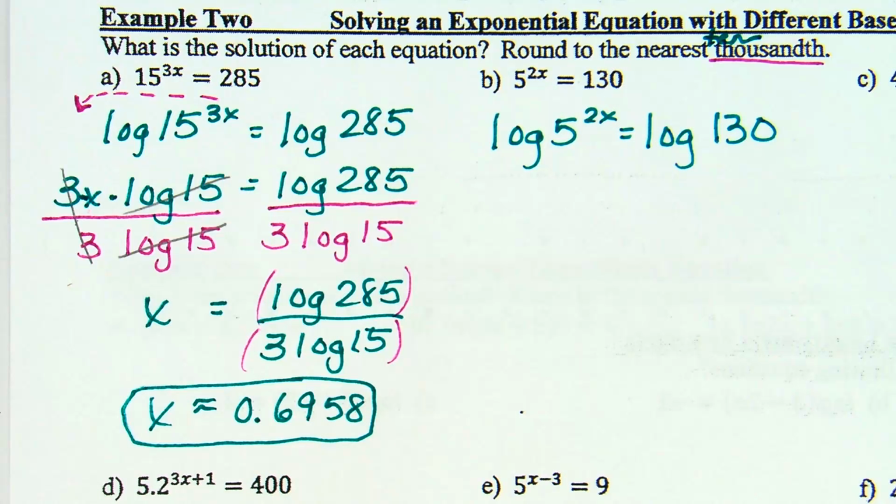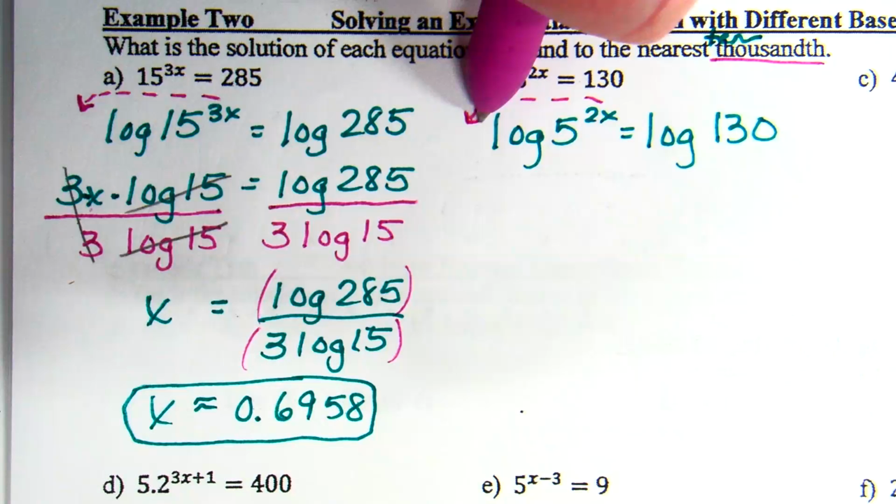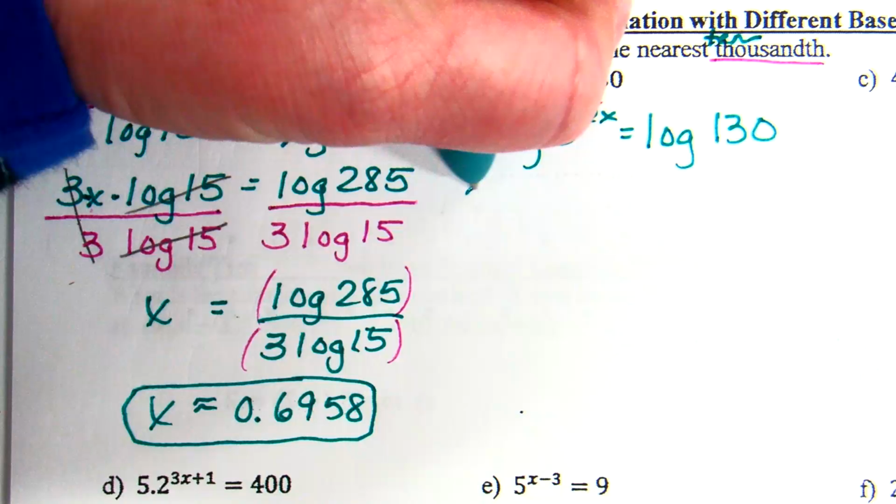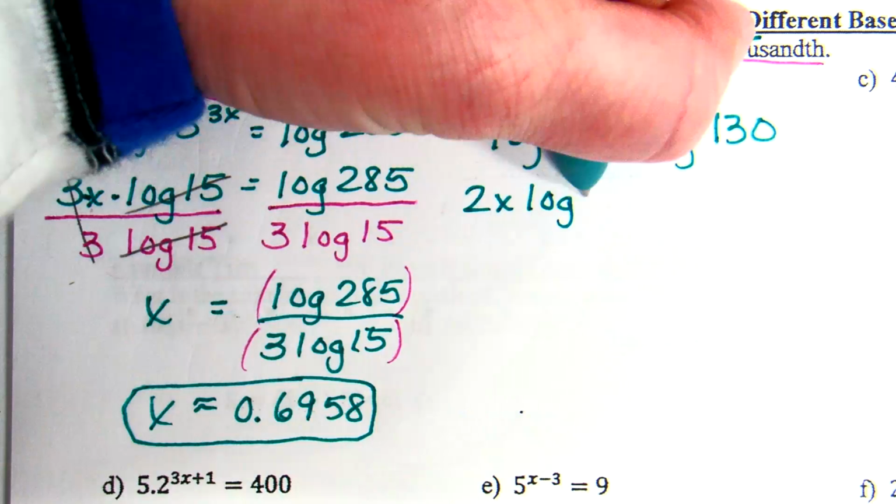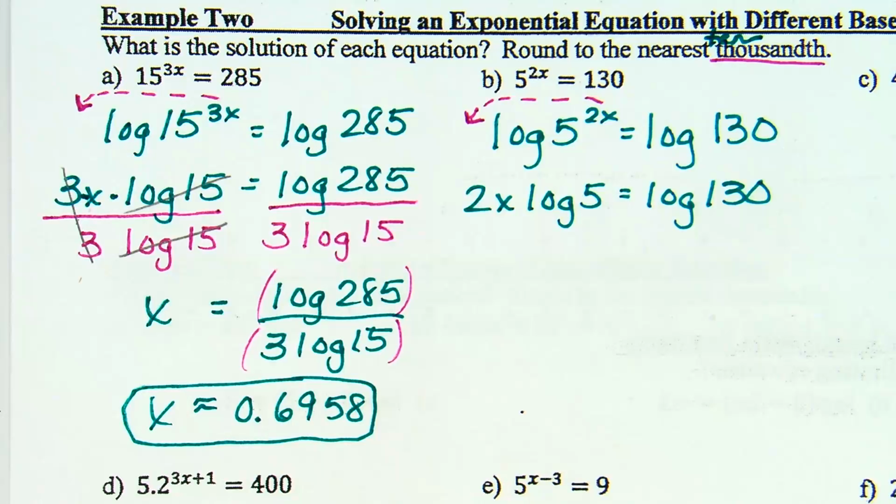Once I take the log of both sides, what do I do? Move the power out front. So if I move that power out front, I now have 2x times log of 5 equals log of 130. Okay, your turn. How do I solve for x?